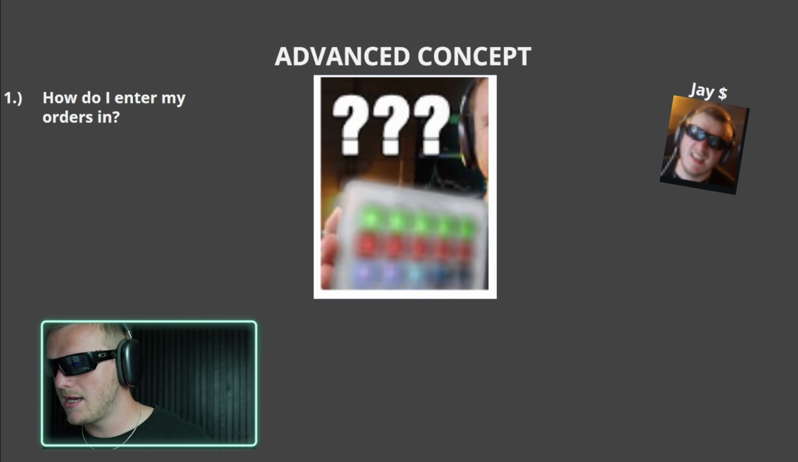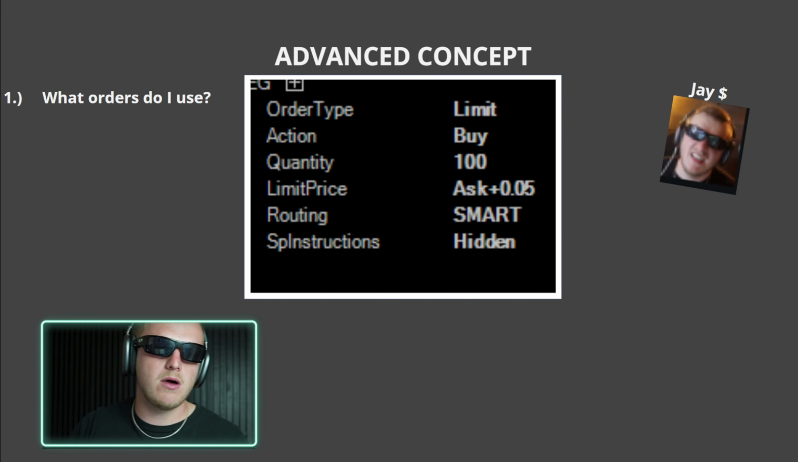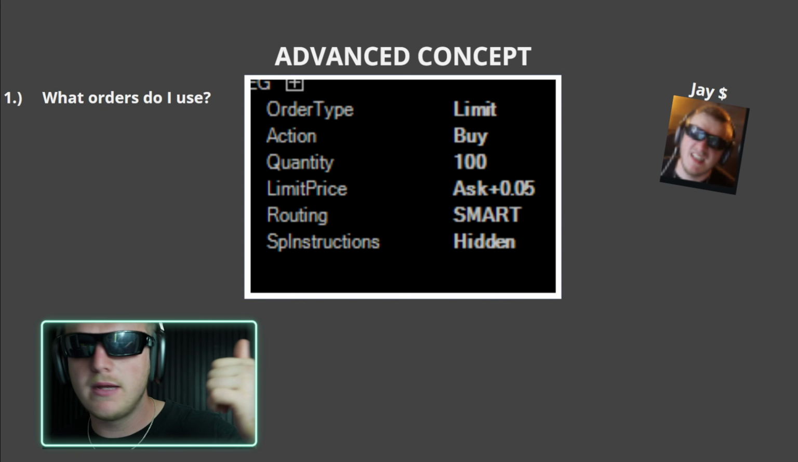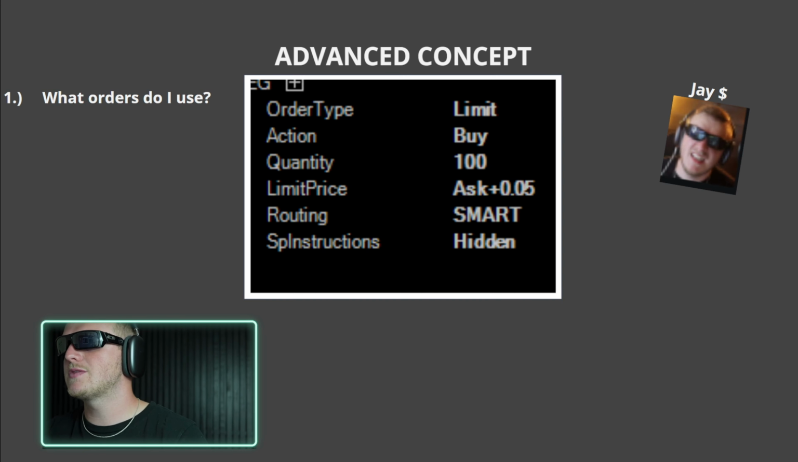However, nine times out of ten, my orders look like this: buy at ask plus 5 cents a share. So that's how I get filled. I get filled quickly at decent price points. I guarantee myself getting filled. And these orders that I am showing you right now work in all pre-market, market open, and post-market. So I love it, and that's why I like using them.